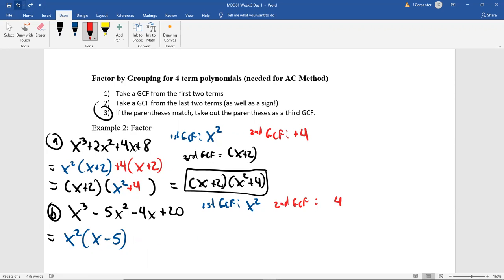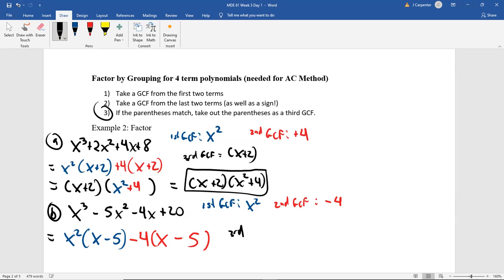Excuse me. I said 5, I meant to say 4. That second GCF is actually a negative. So when I take out a negative 4, that's going to make things line up. Now, I knew instantly to take out a negative, and I'll tell you why after we write this. Now let's try this. Negative 4x divided by negative 4 is positive x. Positive 20 divided by negative 4 is a negative 5. And boom, we have matching parentheses.